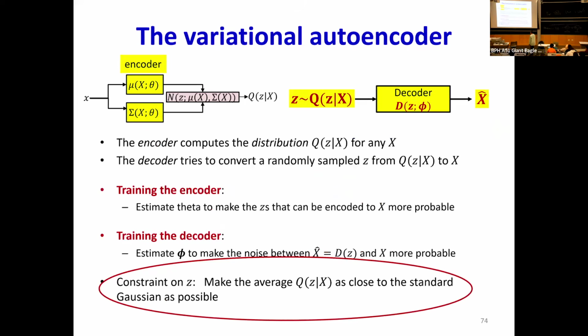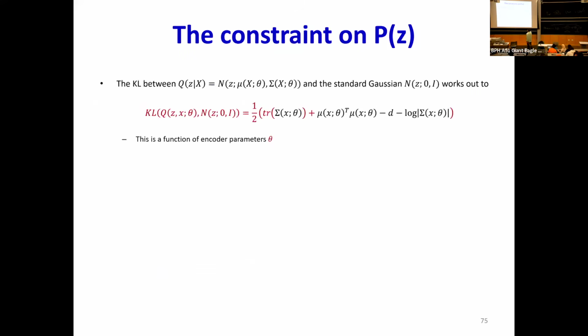So here, of course, we have the final constraint on z, right? You want the average Q of z to be as close to the standard Gaussian as possible, which means that I want the KL divergence between Q and the standard Gaussian to be minimized. There's a formula for it.